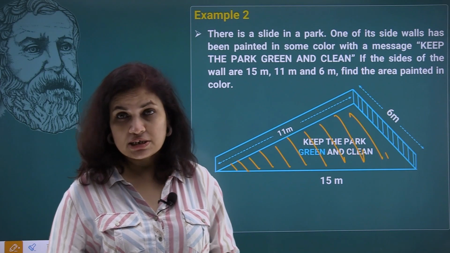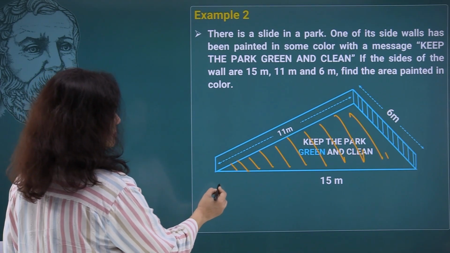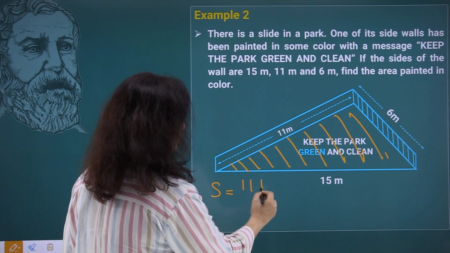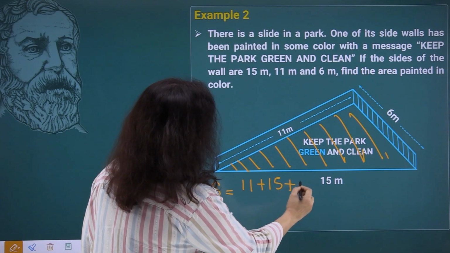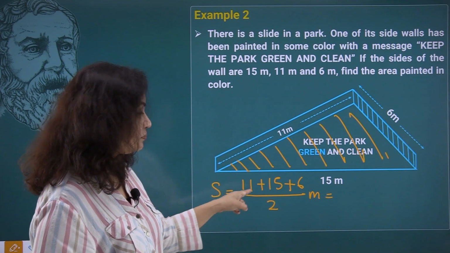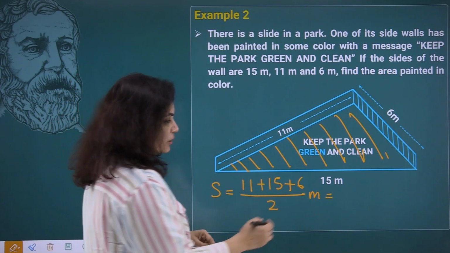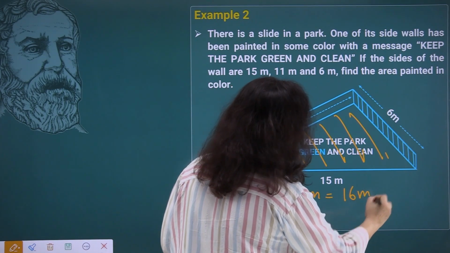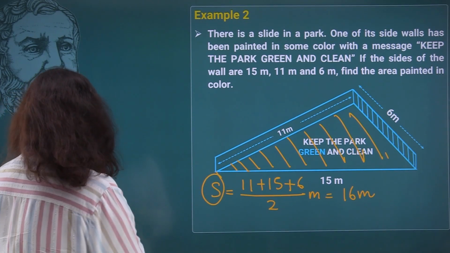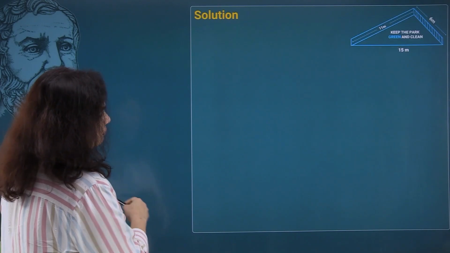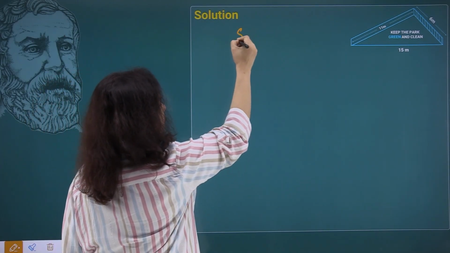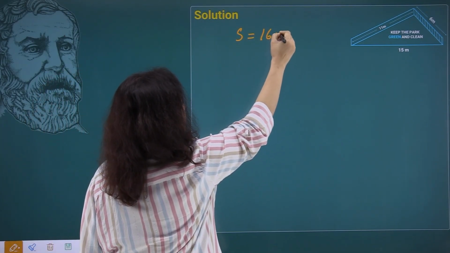Again, the first task is to find the value of S. What is the value of S? S is equal to 11 plus 15 plus 6 upon 2 meters, which is 32 upon 2, equal to 16 meters. I insert this value of S in our formula and will quickly get the result. Let's see. So, we start with S equal to 16 meter.